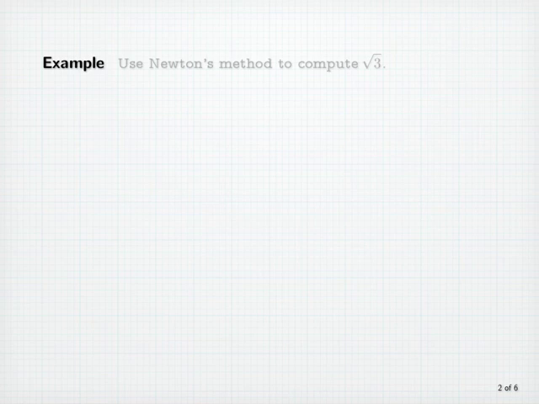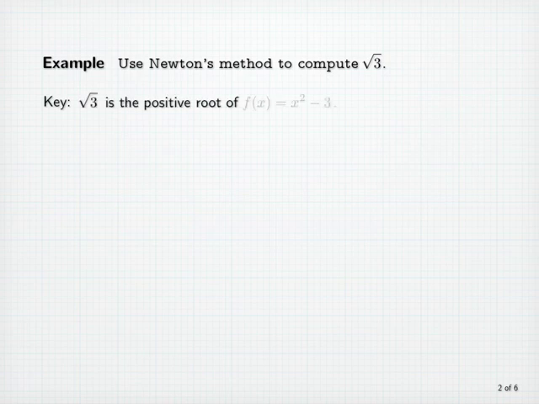Example. Let's use Newton's method to compute the square root of 3. First thing we have to do is cast this problem as one of finding the root of a function. The key here is to notice that the square root of 3 is the positive root of f of x equals x squared minus 3, whose derivative is just 2x. So now let's write the Newton's method formula for this particular function.